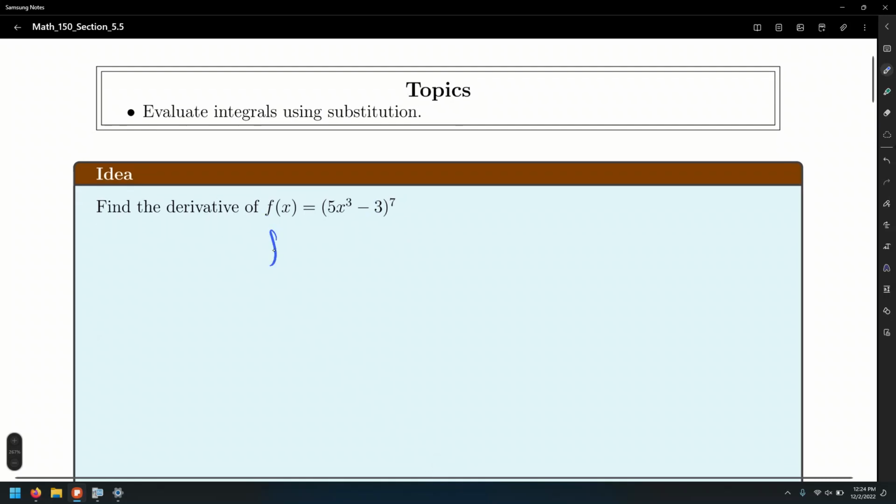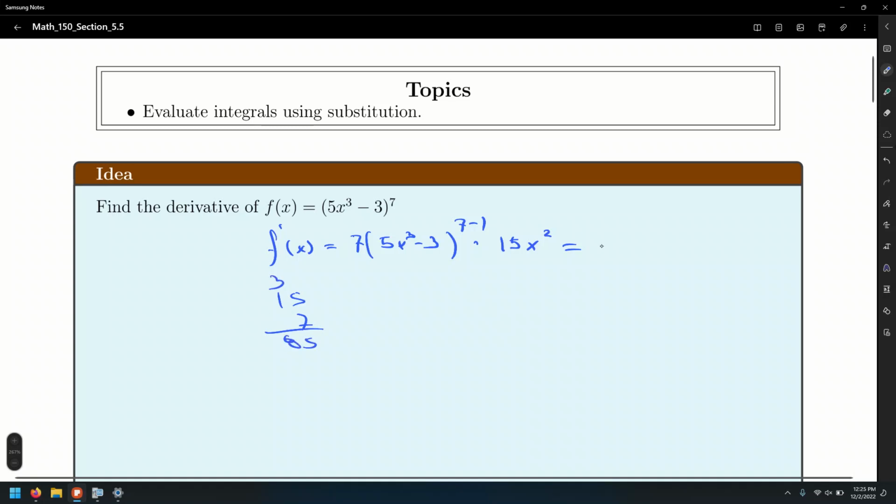So let's differentiate this. f prime of x equals the same quantity, 5x cubed minus 3, to the 7 minus 1, times 7, times the derivative of the inside, which is 15x squared. And that reduces to, what's 15 times 7? So that's 5, carry 3.